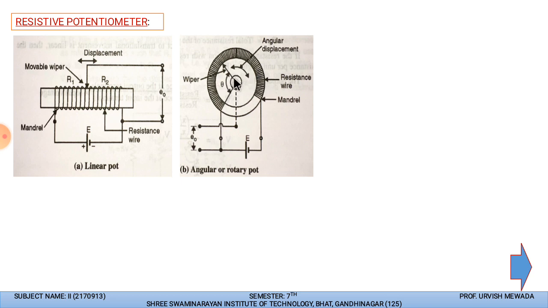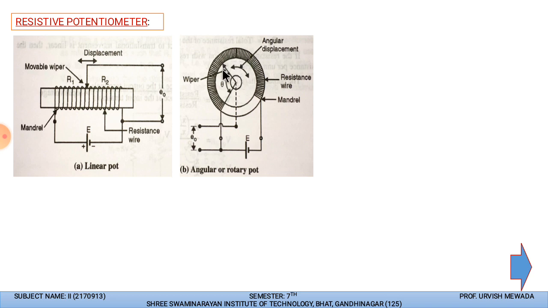Suppose our object is moving rotary or circular or angular, so we can have a circular former on which we can wind the wire, and this wound wire has two ends. Between both the ends we have connected the supply voltage, and there is one movable point. Suppose we connect that movable point to the moving object, so that as per the movement of the object, this pointer or movable arm will move.